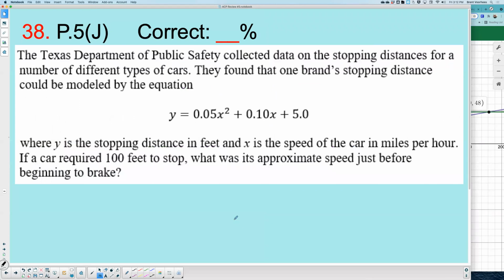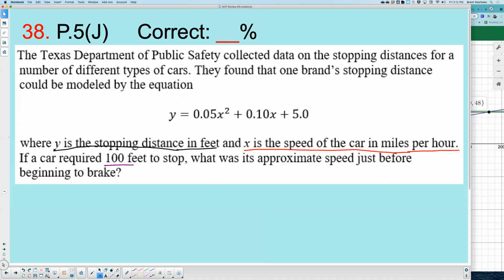The Texas Department of Public Safety collected data on stopping distances for a number of different types of cars. They found that one brand's stopping distance could be modeled by that equation there, where y is stopping distance in feet, and x the speed of the car in miles per hour. The car required 100 feet to stop.